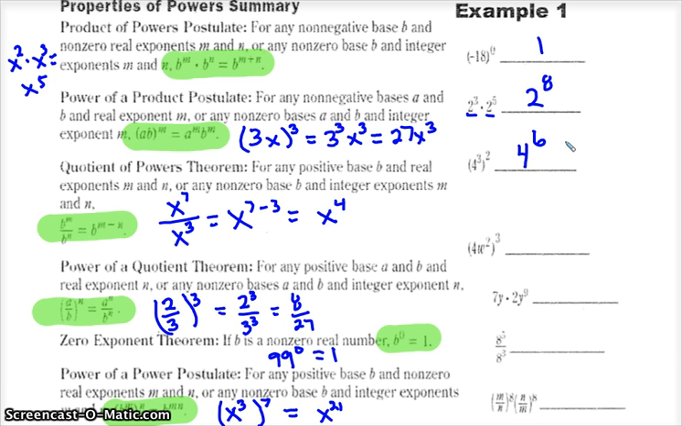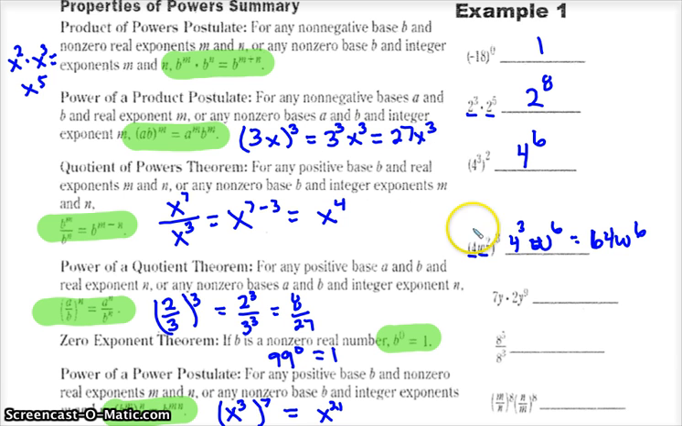Next, I have a power raised to a power, but I've also got this 4 sitting here, so remember, both pieces get raised to the third power. I've got 4 to the third and w to the 6th, which equals 64 w to the 6th. There I had to combine and use two properties in the same problem. I do them one step after another.